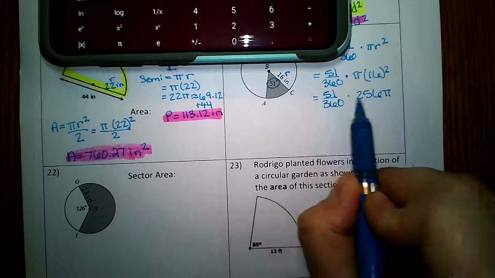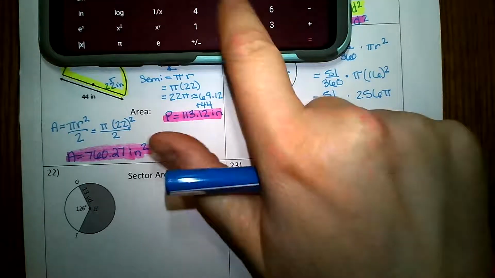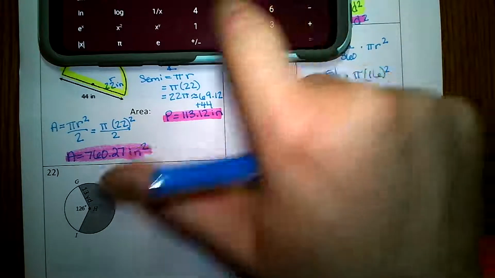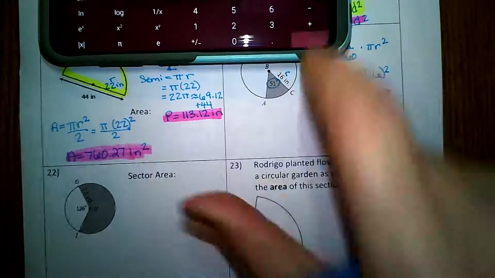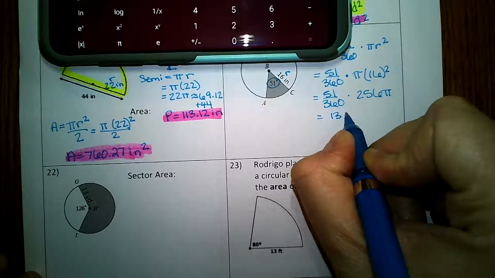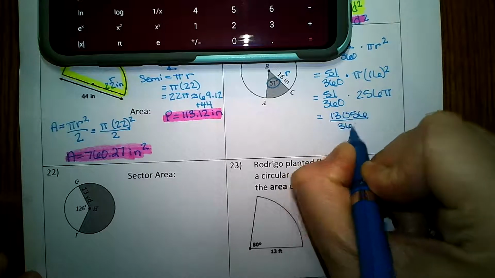Now, I'm going to multiply the numerator together. So 51 times that 256. 51 times 256 is 13,056 out of 360.